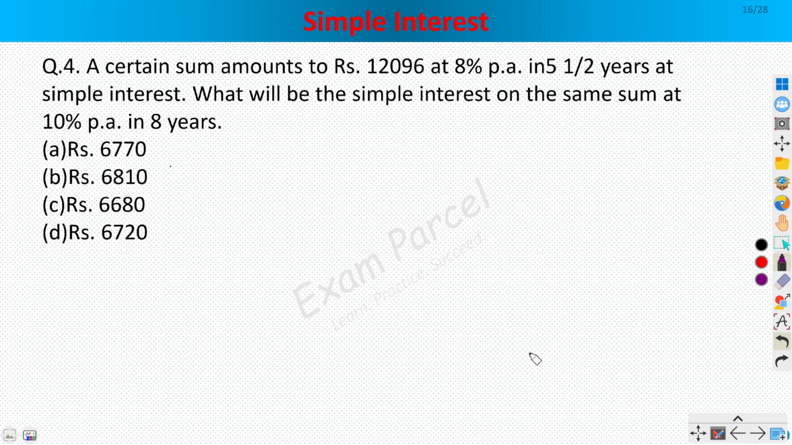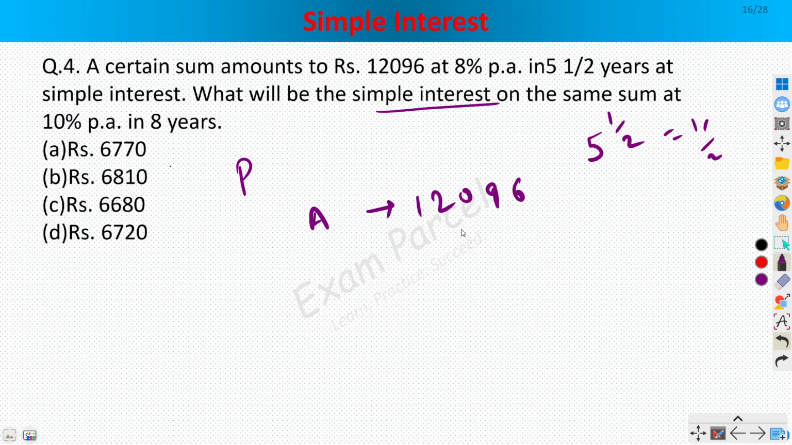A certain sum amounts to rupees 12096 at 8% per annum in 5 1 by 2 years. That is 11 by 2. This is a mixed fraction, okay, so this is denoted as 5 1 by 2. This is 11 by 2 years, at simple interest. What will be the simple interest on the same sum at 10% per annum in 8 years? Okay. So we don't know the principal, but what we know is the amount. Amount is 12096 in 11 by 2 years.